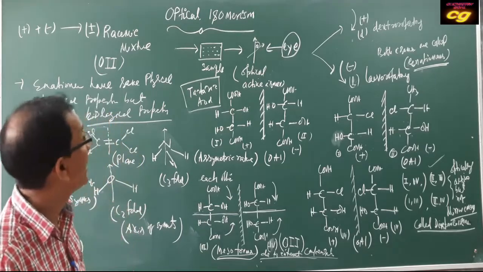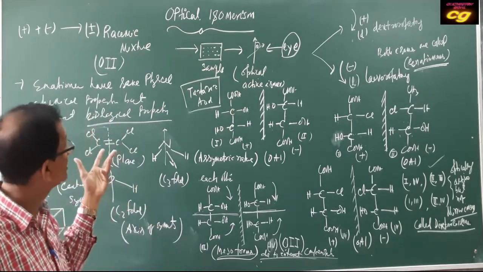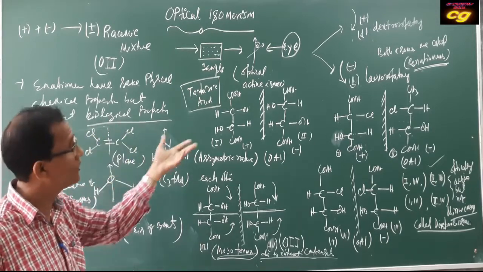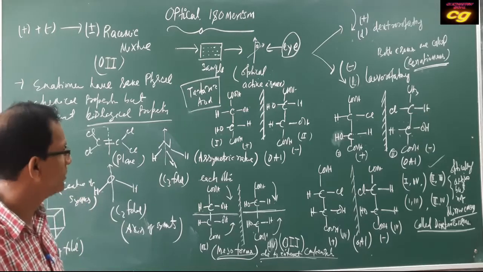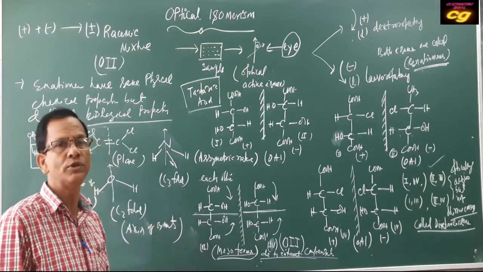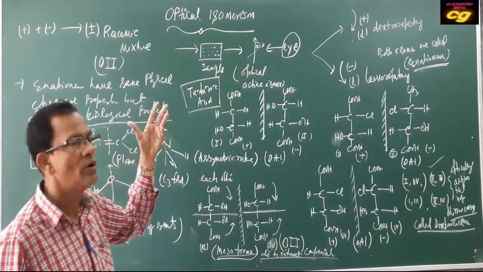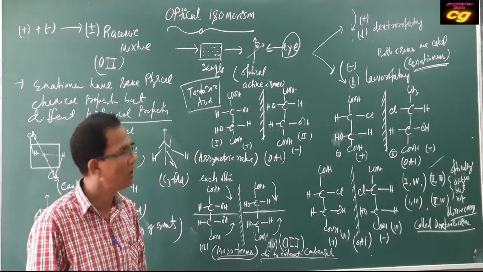Okay, you practice. In the next class, we will discuss how many diastereoisomers, how many enantiomers will be possible, how many types of mesomers will be possible from isomers having more than one carbon atom. Okay, thank you.